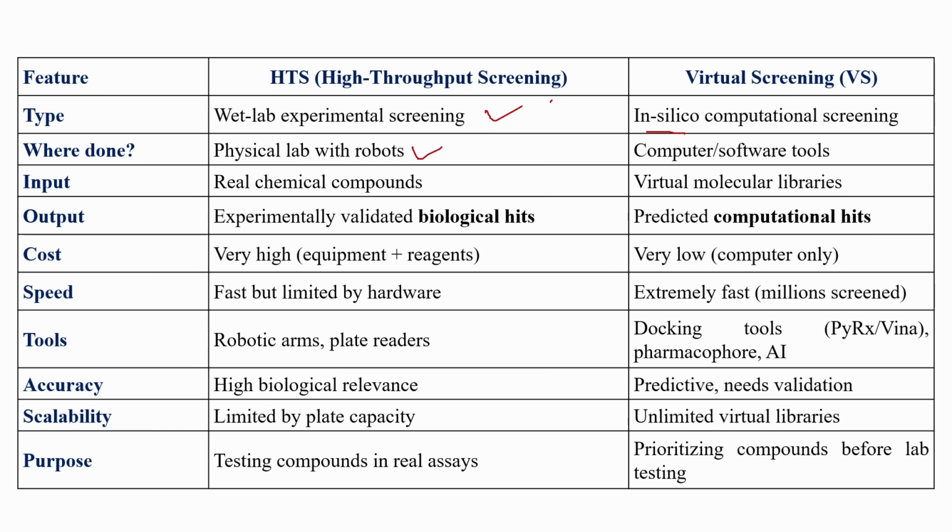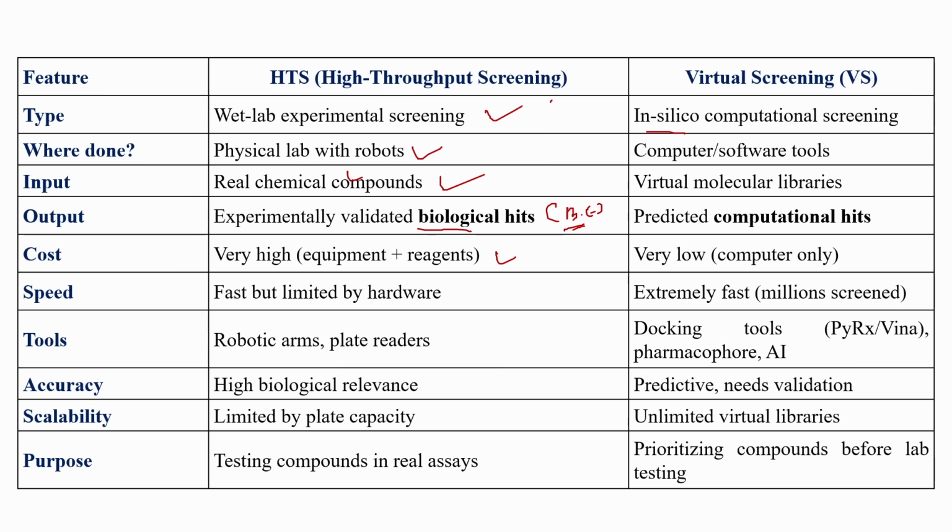Okay, so what is the input? We input the real chemical compound, the reaction takes place, and all of this is done by the robots. The output is the biological hit. As I have mentioned, a hit is nothing but the most successful binding affinity results, the more successful drugs. The cost is very high.